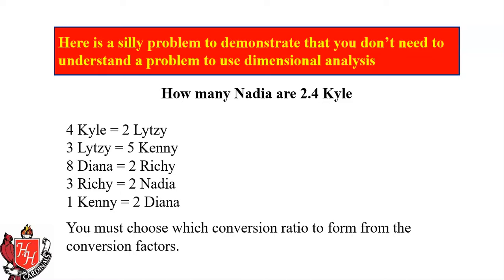The next one is 3 Litzy equals 5 Kenny. So we can write a conversion ratio of 3 Litzy over 5 Kenny, or 5 Kenny over 3 Litzy. And we can continue to do that for the others as well. So you can end up with 10 possible ratios, and then your job is to pick out which one you need to solve this problem.